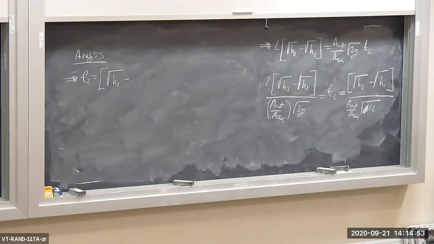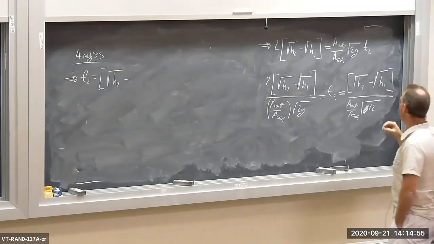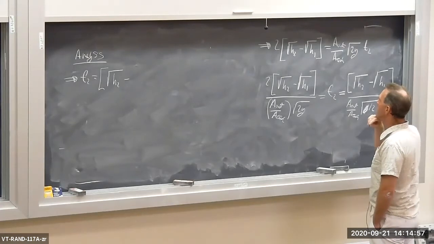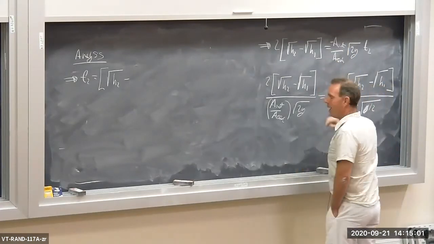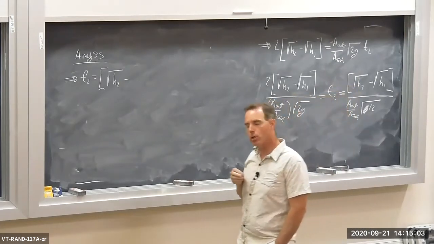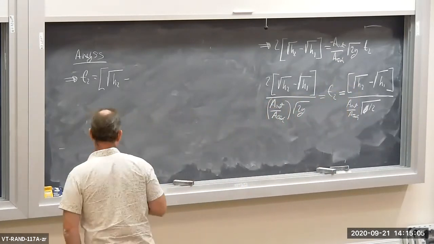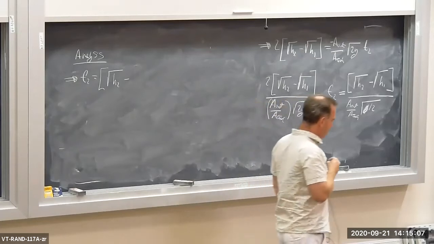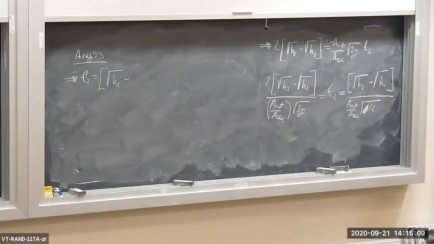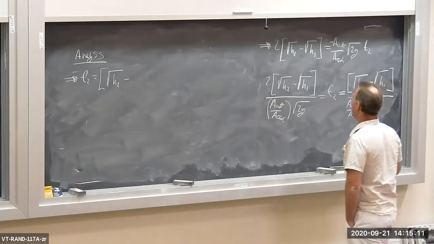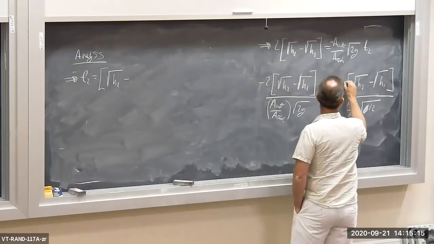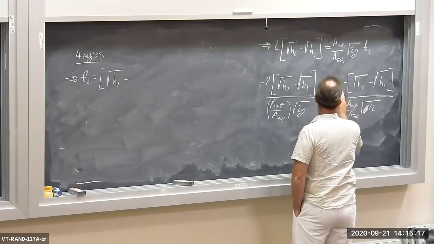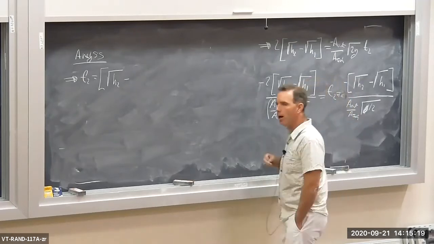Oh, I forgot a negative sign. Let's see here. Remember, we had a negative. I dropped the negative sign. We had a negative m dot out. So there's a negative sign floating around here. Just put it right here, okay? There's the negative sign right there. Getting a little sloppy.